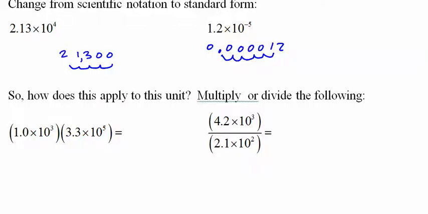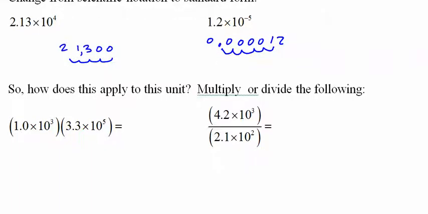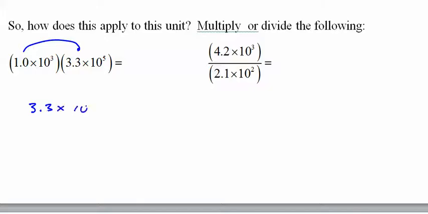Now, how does this apply to this unit? Well, you would probably use a calculator, but I can multiply these and get 3.3. Then I add these times 10 to the 8th. Here I can divide 4.2 and 2.1, so that's 2. And I really should write it as 2.0 because it is significant to one decimal place. And I can subtract these times 10 to the 1st.